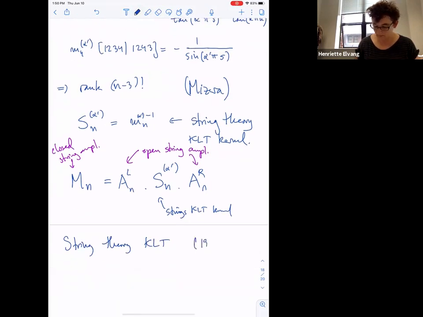And this was all the way back to, sorry, 1985 or 86 or so. And this was how it first was discovered by Kawai, Lewellen, and Tye. And the alpha prime going to zero limit of this, the leading order thing you get, gets us the field theory KLT that we were just talking about all along.